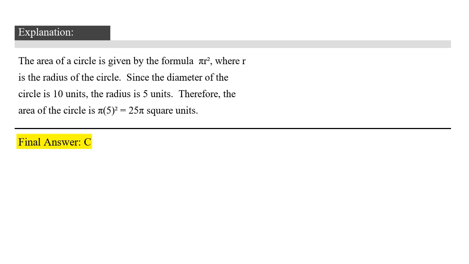The area of a circle is given by the formula pi r squared, where r is the radius of the circle. Since the diameter of the circle is 10 units, the radius is 5 units. Therefore, the area of the circle is pi times 5 squared equals 25 pi square units.